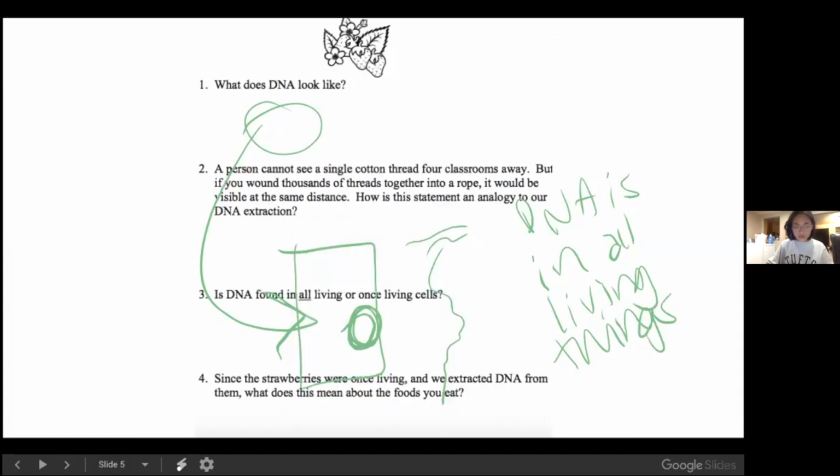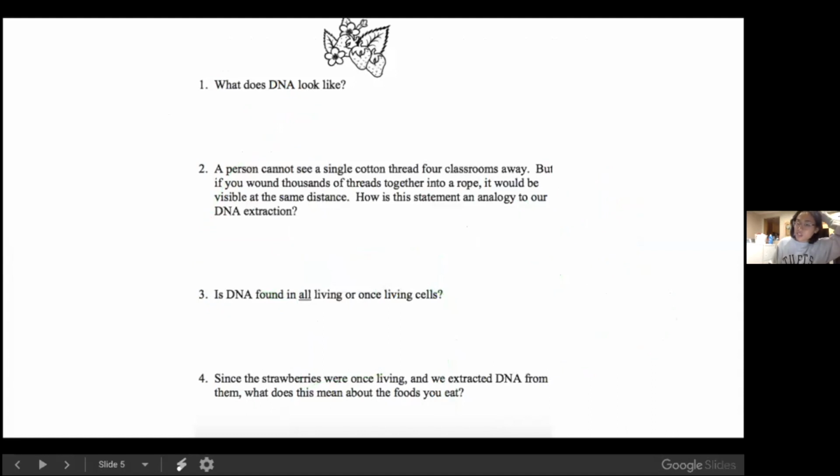And so here are some questions that you're going to see in your do now. What does DNA look like? Well, it looked goopy and stringy. What is DNA found in, all living or once living cells? Yes, it is. And since strawberries are once living and we extracted DNA from them, what does this mean about the foods you eat? That means that all the food that you eat has DNA.